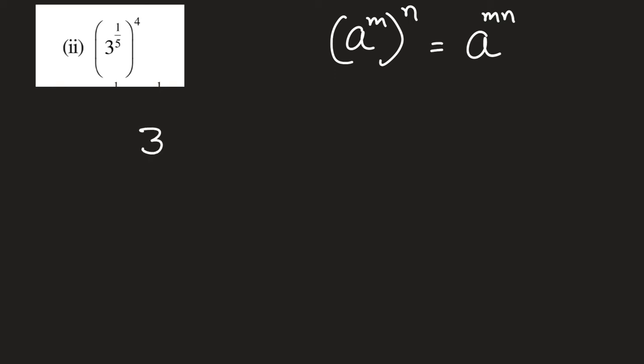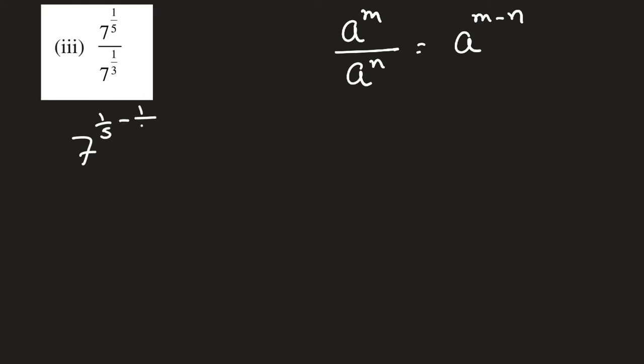Simplify this. 3 to the power 1 over 5, the whole thing to the power 4. What is the law that comes to your mind? Remember the law, a to the power m, the whole thing to the power n is what? A to the power m times n. So if we apply this law, this is going to be 3 to the power 1 over 5 times 4, which is nothing but 3 to the power 4 over 5. So this is the simplification of this.